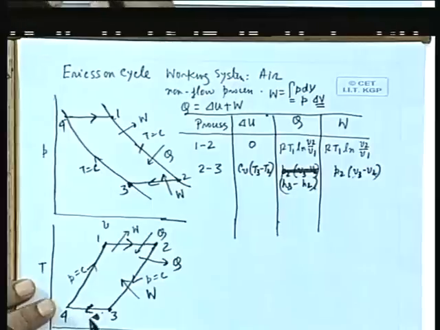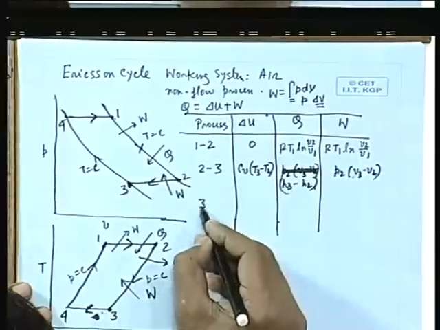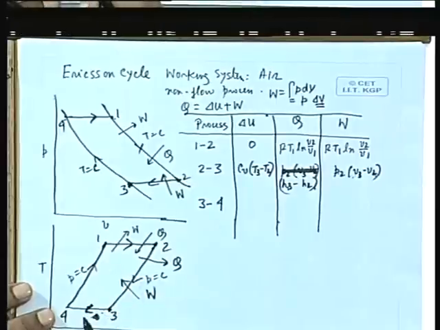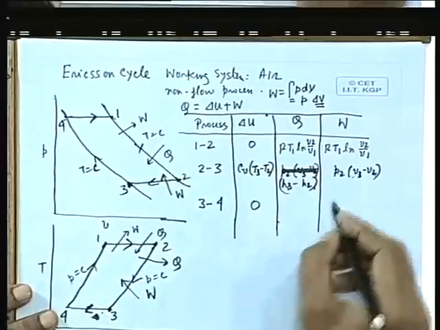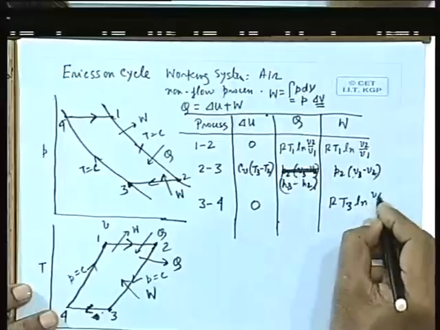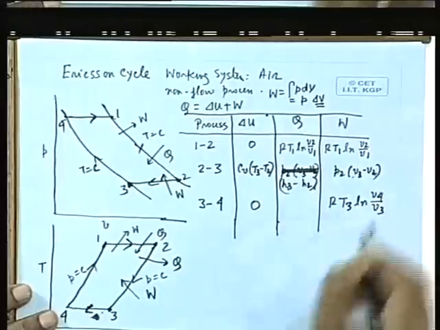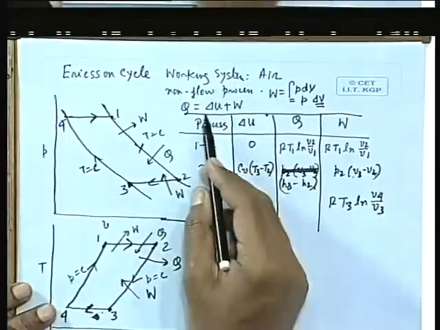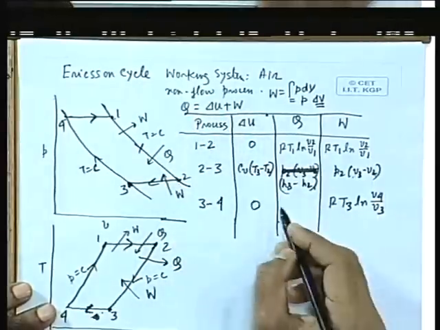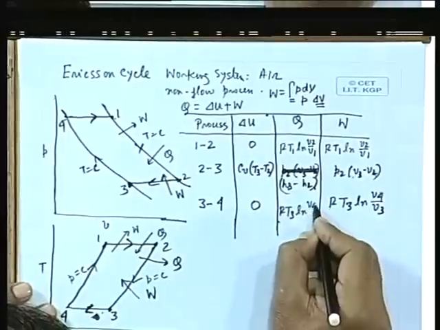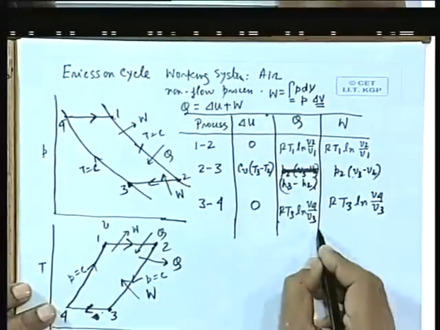Now this is again an isothermal process, 3-4. What happens in 3-4? The same thing, delta U is 0. The work done is RT3 ln V4 by V3, and since delta U is 0, Q is equal to W. So Q is equal to RT3 ln V4 by V3.